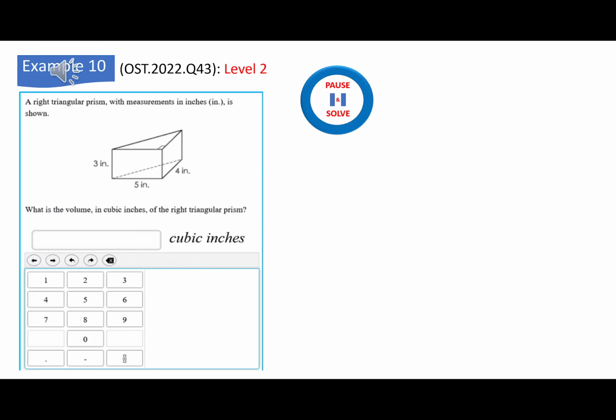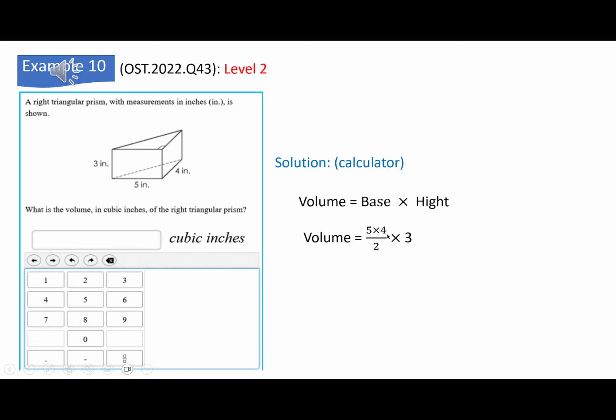Example 10. A right triangular prism with measurement in inches is shown. This is from the Ohio State Test 2022. So that's your prism. What is the volume in cubic inches of the right triangular prism? The volume, again, is the area of the base times the height. The base is a right triangle, okay? So 5 times 4 divided by 2 is the area of the base, times 3. You get 30 cubic inches.